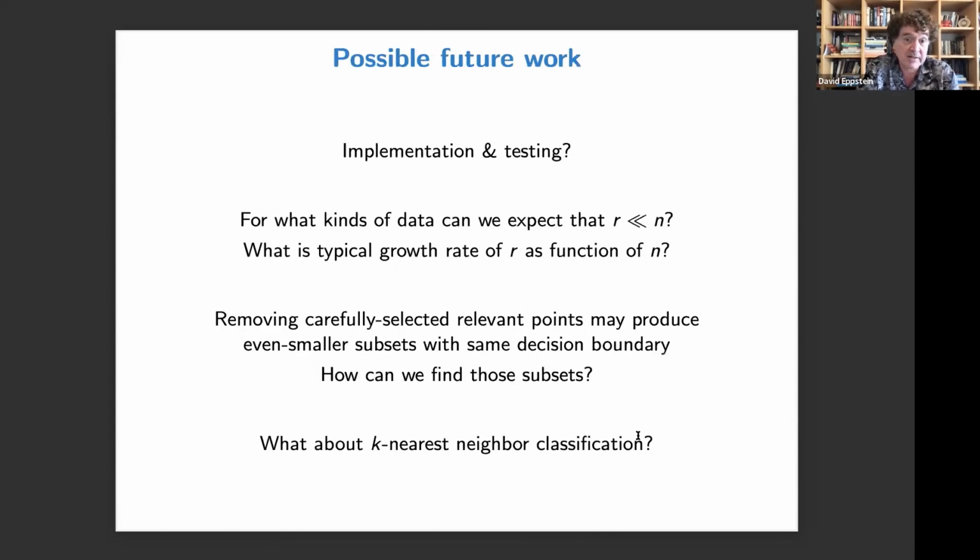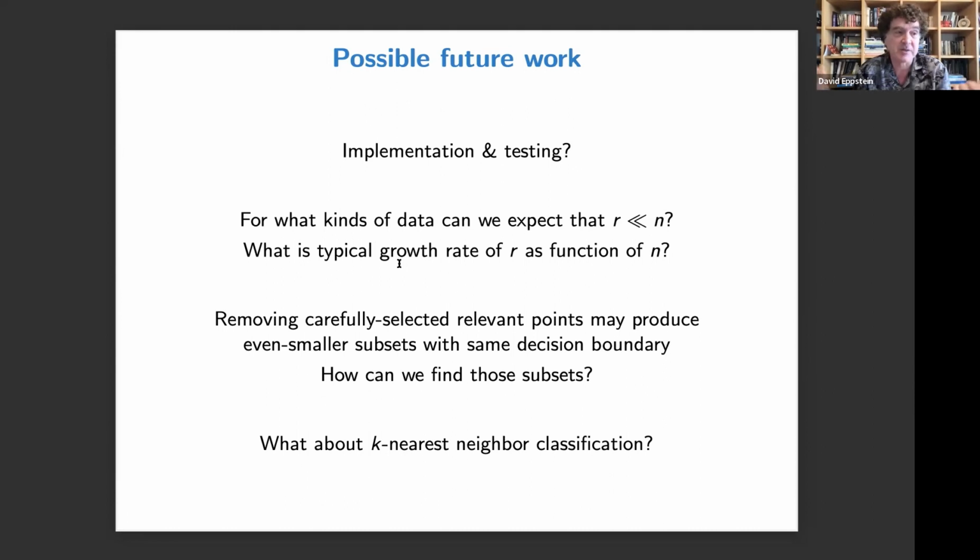There's a lot of ways I could take this further that I have not yet done. It's simple, it looks implementable. I have not implemented it. I did implement the quicksort algorithm with the early stopping, but not anything else. It would be nice to know what we can expect R to be as a function of n and the dimension. What is the typical growth rate of this number R for typical data sets?